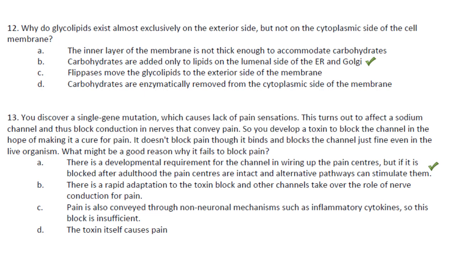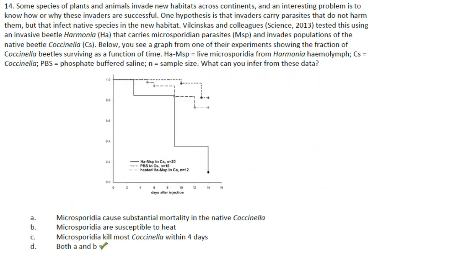So there is a developmental requirement for the channel wiring up in the pain centers. Developmental requirement means from a very young age onwards, that is from the newborn onwards. But if it is blocked after adulthood, pain centers are intact and alternative pathways can stimulate them. So the answer here is option A. In adulthood, wiring has already taken place. So the answer will be option A.